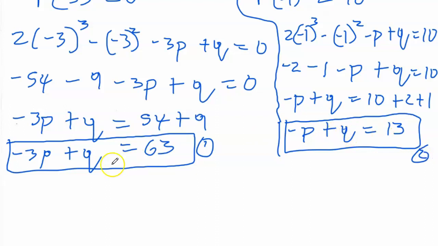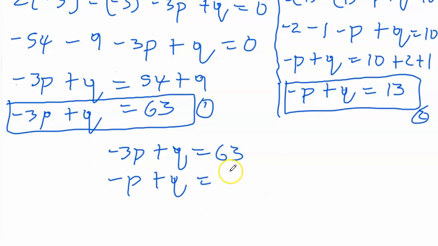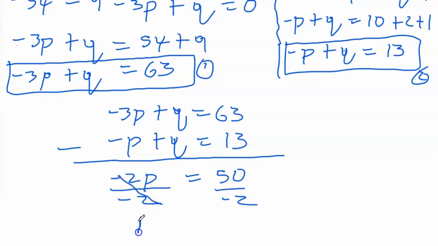So notice both of them have a q, so we can solve using the elimination method, and so we can subtract. So we have, let me rewrite it, minus 3p plus q equal to 63. Restating equation 2, we have minus p plus q equal to 13. Alright, and then we can subtract term above, subtract term below, so that's minus 3p minus minus p. So this becomes minus 3p plus 1p, which is negative 2p. q take away q, that's 0. 63 take away 13, that's 50. So we can divide both sides by minus 2. Minus 2 into itself, that's 1. So 1p, 50 divided by minus 2, that's minus 25.